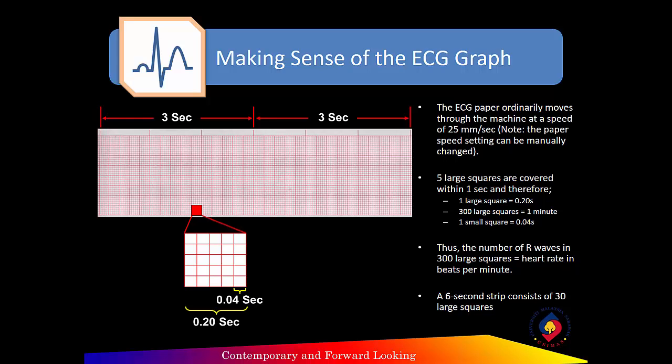5 large squares are covered within 1 second, and therefore 1 large square will equal the time of 0.20 seconds. 300 large squares, on the other hand, will indicate a 1-minute strip. 1 small square represents 0.04 seconds. Thus, the number of R waves in 300 large squares will equal the heart rate in beats per minute. A 6-second strip consists of 30 large squares.